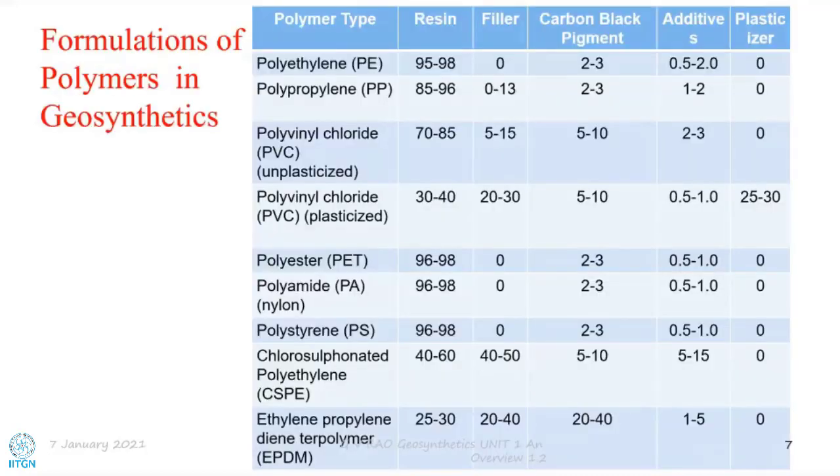I don't want to confuse you, but let us see what is the typical formulation. When we say there is a plastic bucket, maybe the plastic bucket is made of polypropylene, let us say.